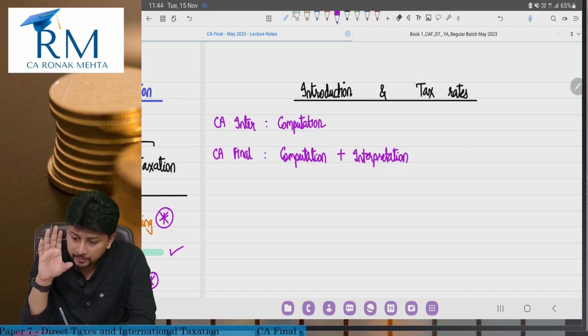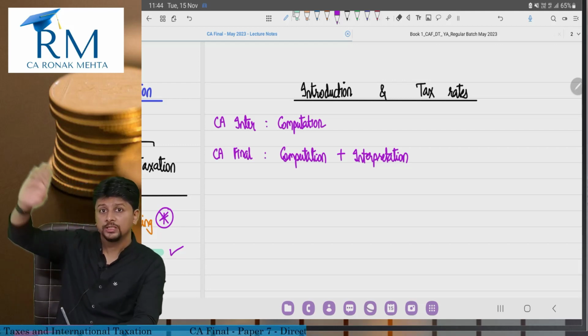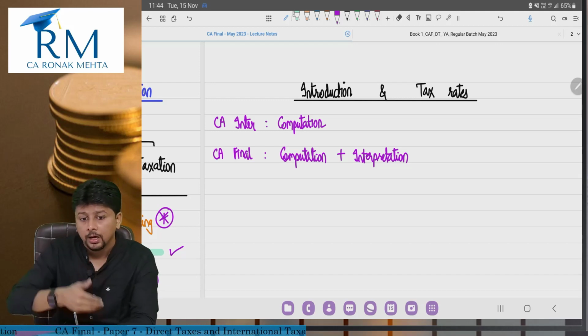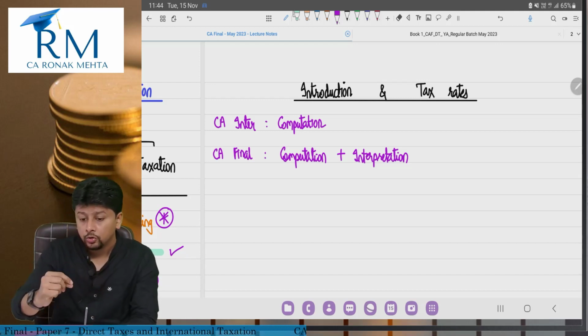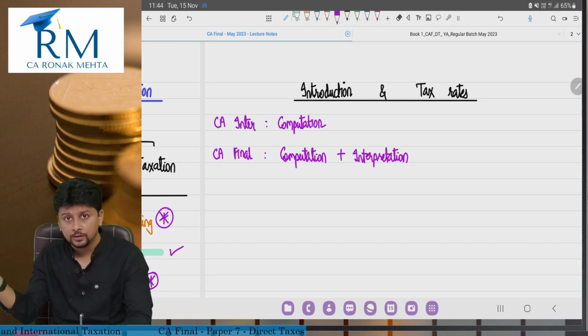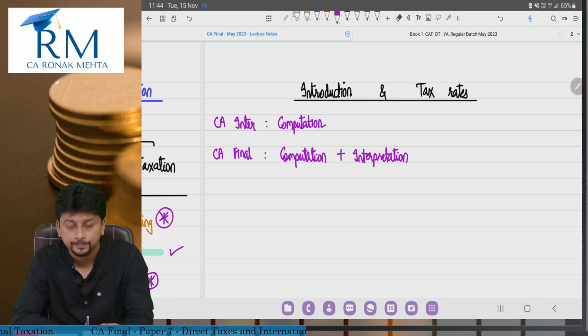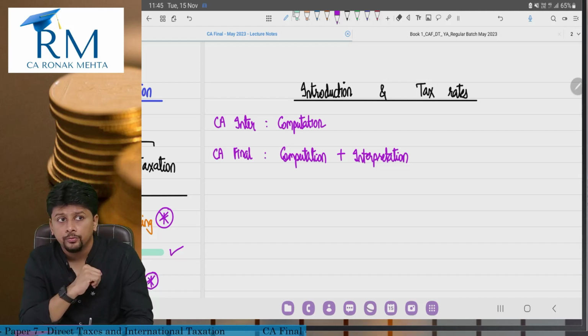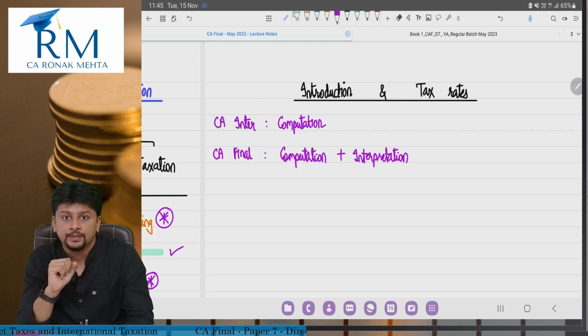You will have to interpret one section. You will have to interpret 2-3 sections at a time. You will have to read one section, maybe understand a bit of that section, but to understand it better, you will have to go to income tax rules. You will have to refer a case law. You will have to refer a certain notification. So a CA Final student is expected to be aware of all these things.